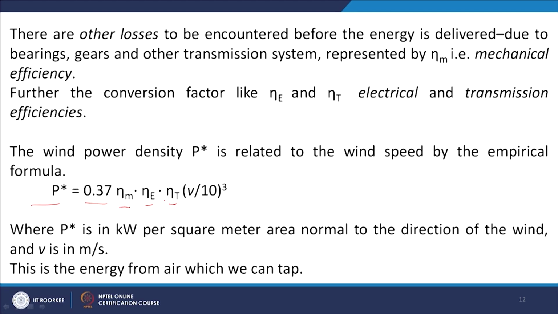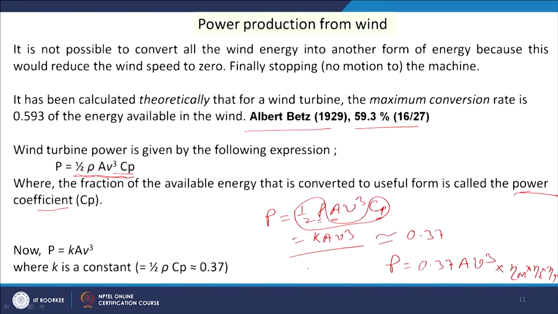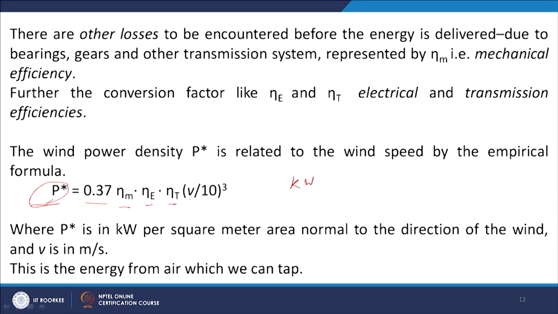So, there will also be some efficiency term. Here it is V cubed by 10 cubed, because the power potential is considered in terms of kilowatt. Here we have the watt unit, and if we want to convert it into kilowatt, we divide by 1000, and that is written as V cubed by 10 to the power 3. We already had V cubed, and now it is divided by 1000.